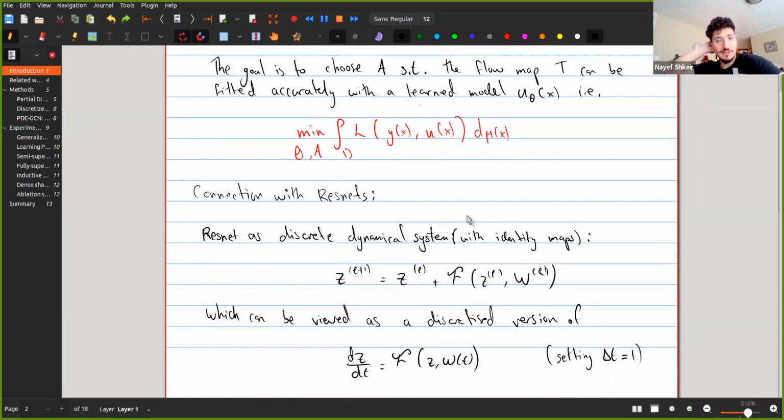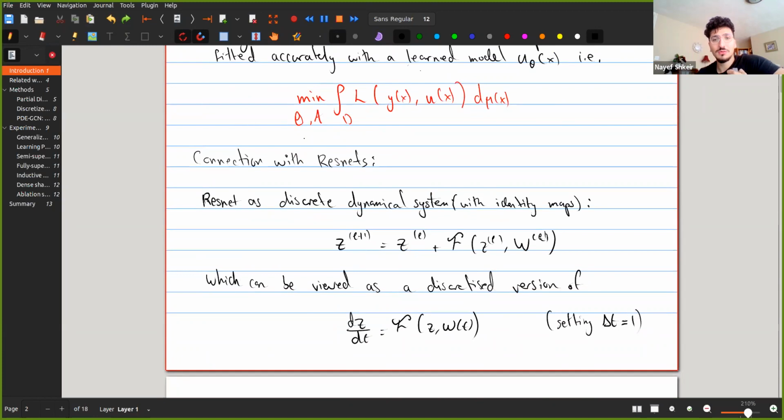And so the connection with ResNet is, if you write down the ResNet update with identity maps, the representation Z at L plus 1 is just the representation Z at L plus some function of Z and the weights at L, right? So if you've done any ODEs, you can see that this is a discretized version of the system dz by dt is equal to f and w, where you set the time step delta t equal to 1, right? So there are some inherent similarities between looking at a continuous system and a discretized version being like layers in your neural network.